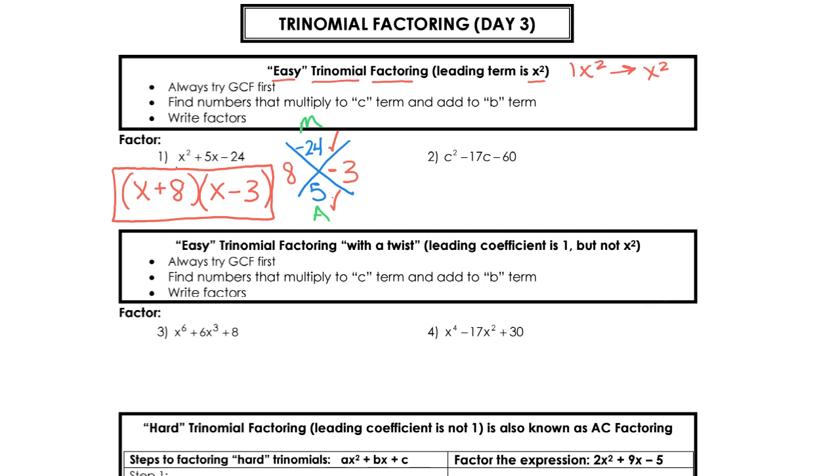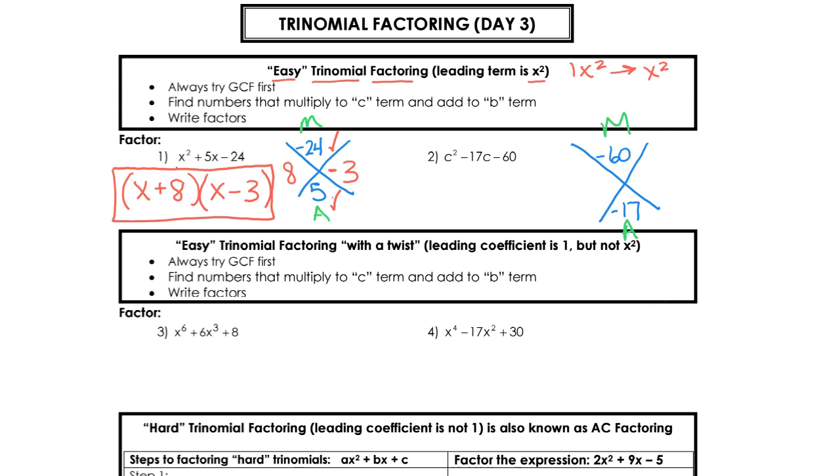If we come over to number 2 and realize that it is also a nice easy trinomial, we set up our x box so that our negative 60, which is our c value, is at top. And negative 17 is our b value, and it goes on the bottom of our x box. Remember that the top number is the multiply number, the bottom is the add number.